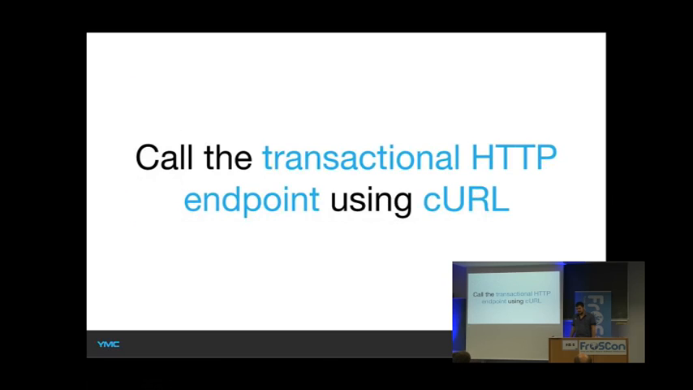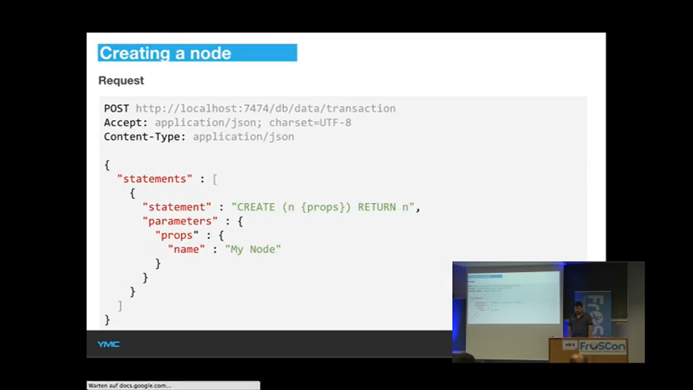So what we want to do with PHP is call this transactional HTTP endpoint using curl. First of all, a little example, just using plain HTTP without PHP. For example, to create a node, we can send this JSON statement as a POST request to the transactional HTTP endpoint, and we write down our Cypher statement and the properties used in it. This makes it quite simple because the data and the statement itself are not in the same line. So this makes it easy to generate JSON with PHP.